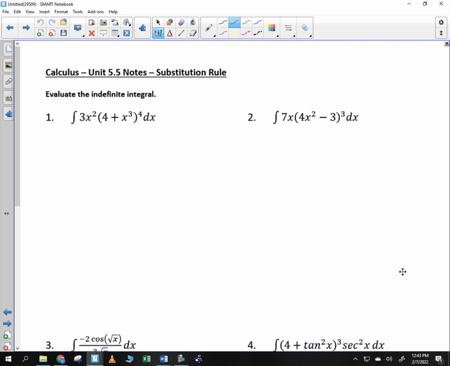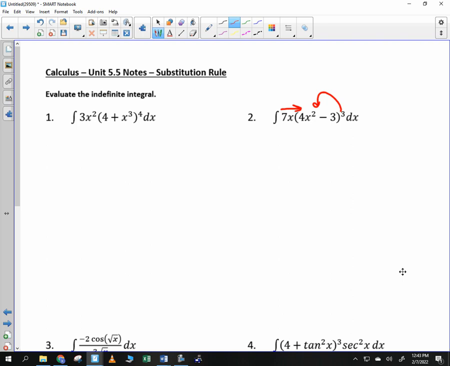Okay, here we go. So today we want to continue our venture in taking antiderivatives, particularly in using the substitution rule. So just please note how we used to do this type of problem. We would have to take this thing to the third power and then distribute the 7x through. Anybody want to do that?